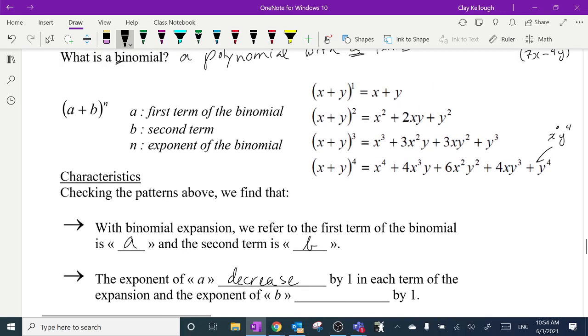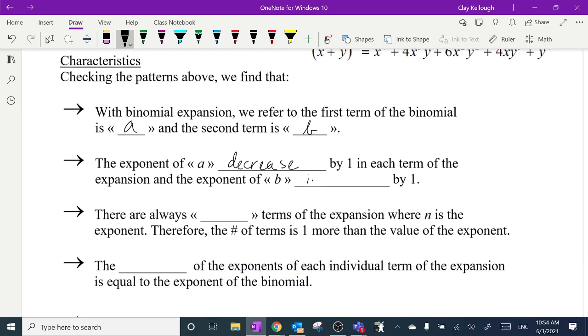And then think about the b term now. That's the a term, that's the b term. Notice the b term starts off with y to the 0, then y to the 1, then y to the 2. Y to the 0, y to the 1, y to the 2, y to the 3. Y to the 0, y to the 1, y to the 2, y to the 3, y to the 4. So the exponent of b is increasing by 1 each time.